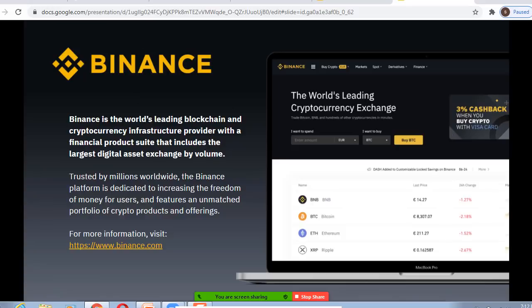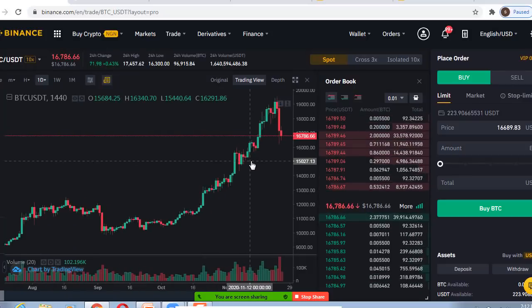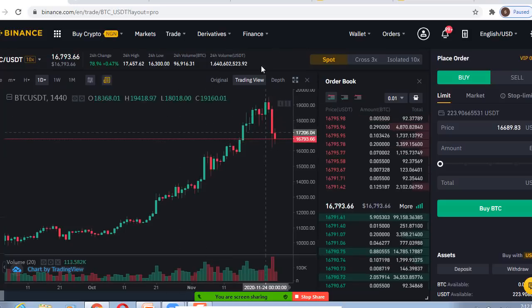So this is Binance, and this is how it looks. This is my Binance account, and this is how the interface looks on desktop. If you're using a PC, this is what you will see.